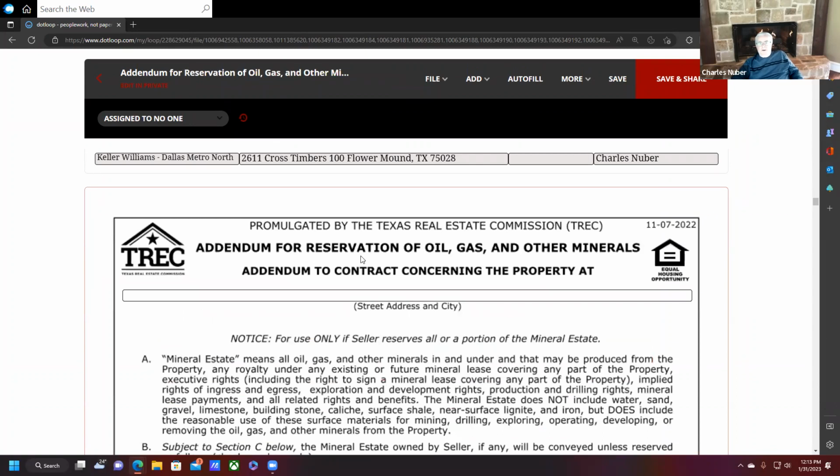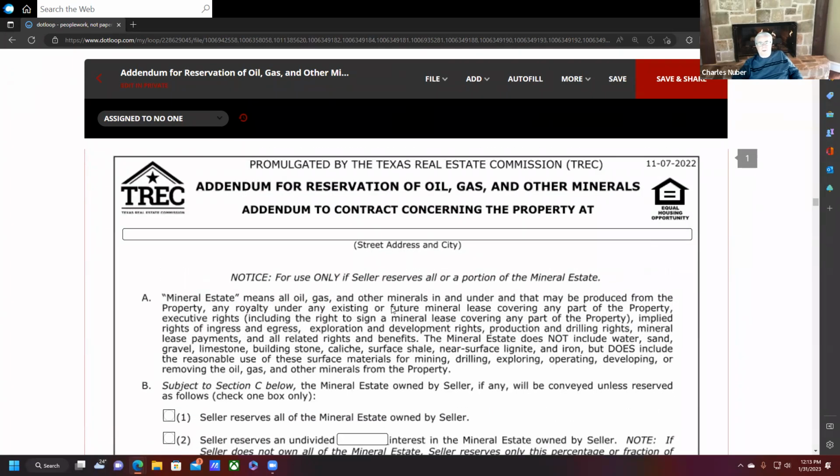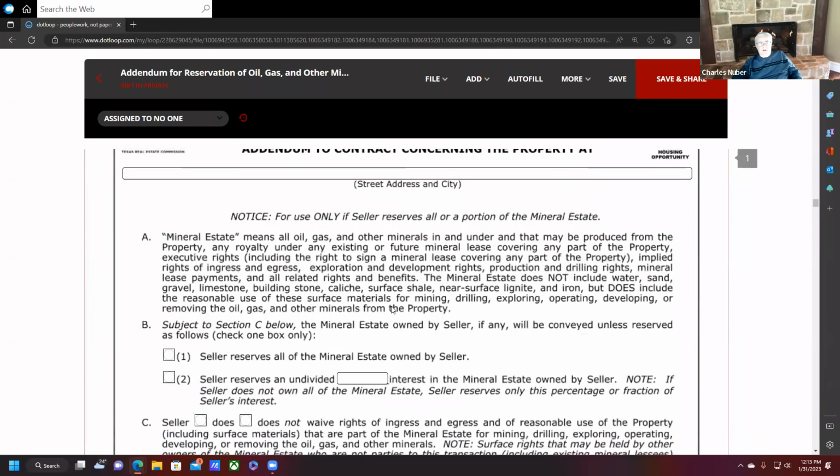Addendum for reservation of oil, gas, and other minerals. This document has changed. I normally don't talk about this at this stage, but this document changed a lot. Mineral estate means all oil, gas, and other minerals in and under the land that may be produced from the property, and any royalty under existing or future mineral lease.